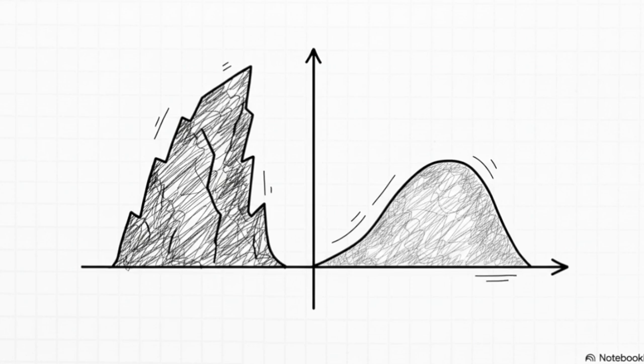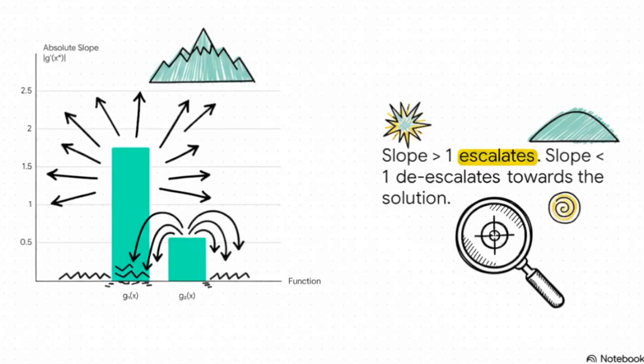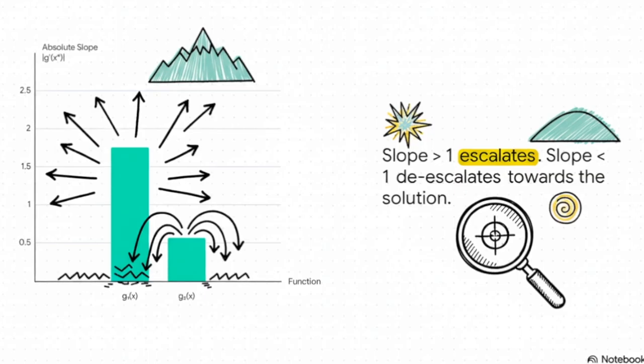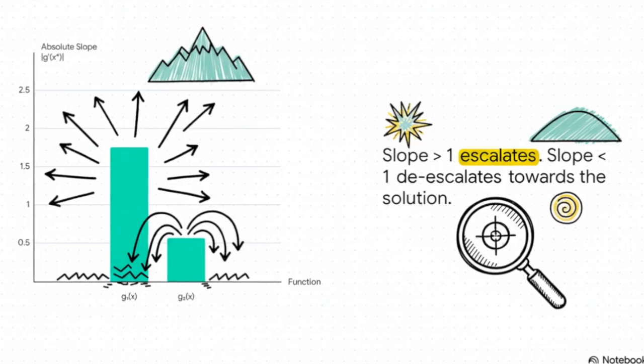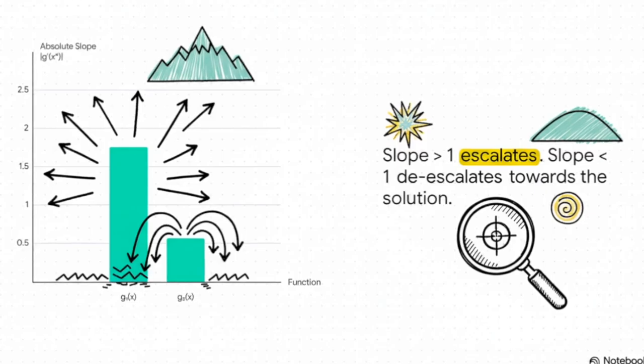And mathematically, this behavior is all determined by the steepness, or the slope, of our function right at that intersection point we're trying to find. And the numbers tell the whole story. The function that went totally chaotic, its slope is about 1.76. It's steep. That's escalation. Any tiny error gets magnified with every step. But our successful function, its slope is about 0.57. It's gentle. That's de-escalation. Any error gets smaller and smaller with each step until it basically disappears.